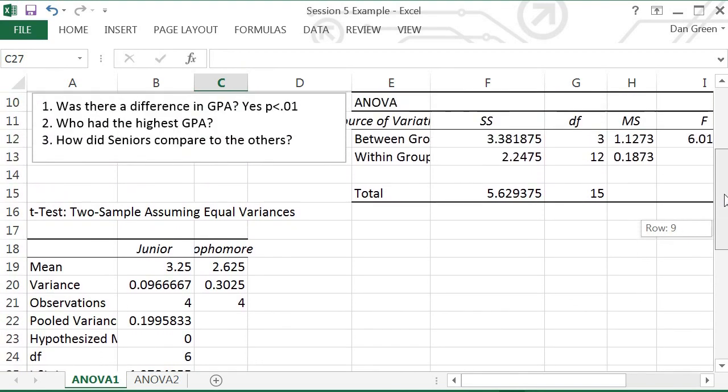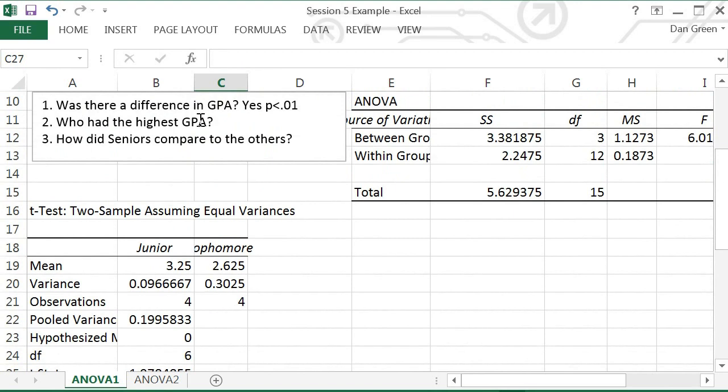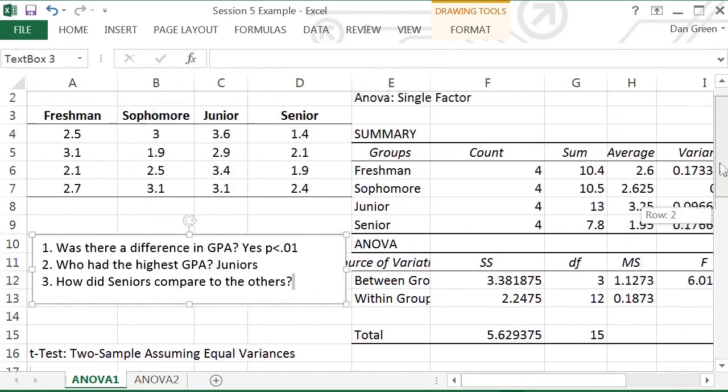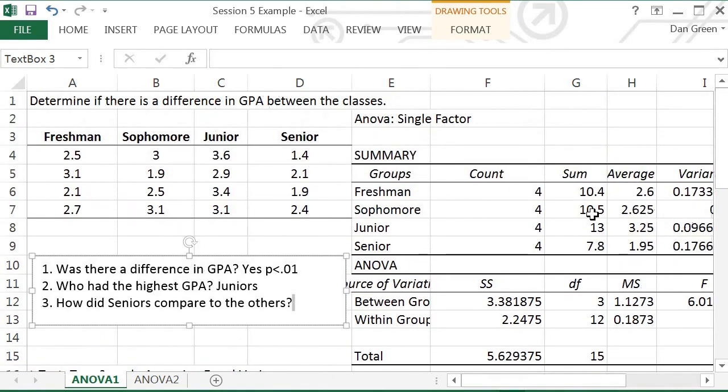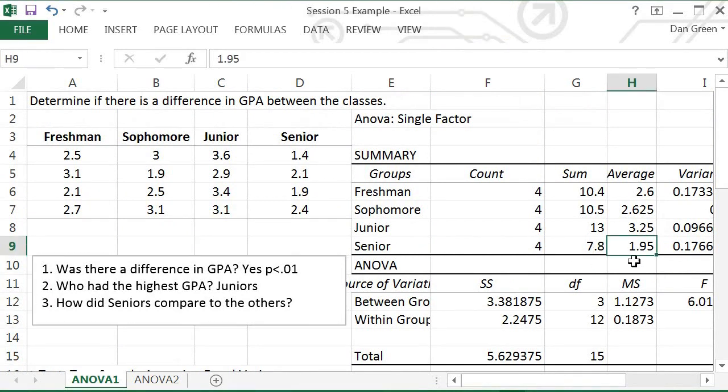So in answering this second question, who had the highest GPA? That is going to be juniors. And then how did the seniors compare to the others? So that's our last question. Here our seniors had the lowest average GPA. These are the sample GPAs here. So they had the lowest sample GPA, so it looks like the seniors are lower than everyone else.